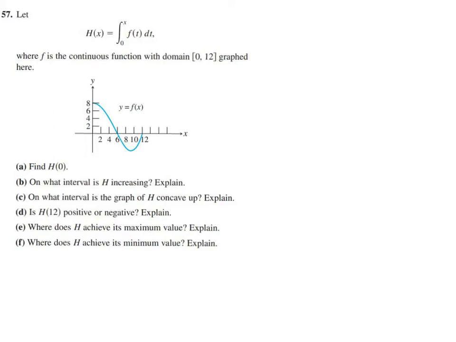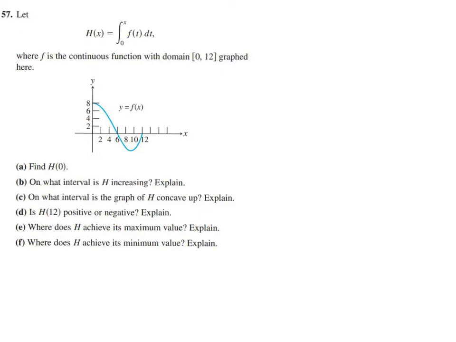I'm going to show you how to do problem number 57 from your homework. We start off with the function capital H of x equals the integral from 0 to x of f of t dt, where f is a continuous function with the domain 0 to 12 graphed here. So this blue curve is y equals f of x. So f of t is this function here, the blue graph.